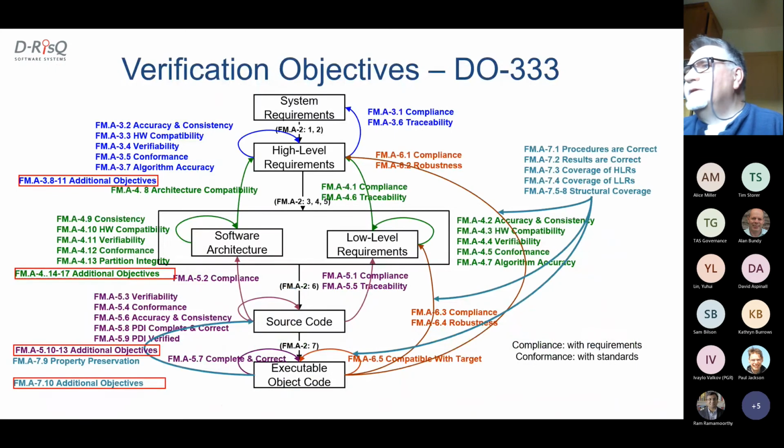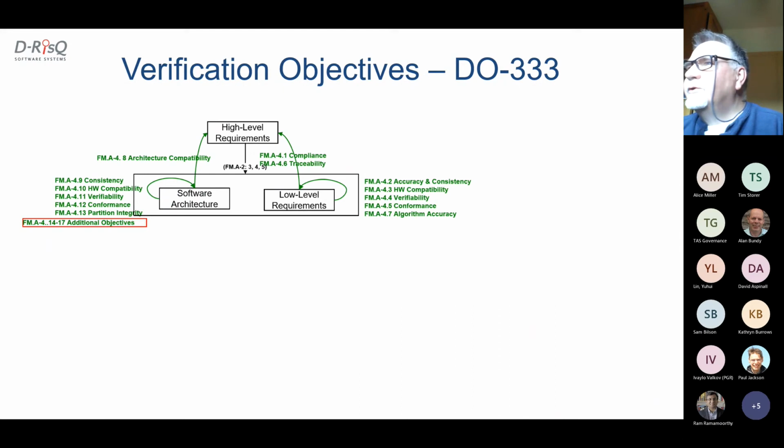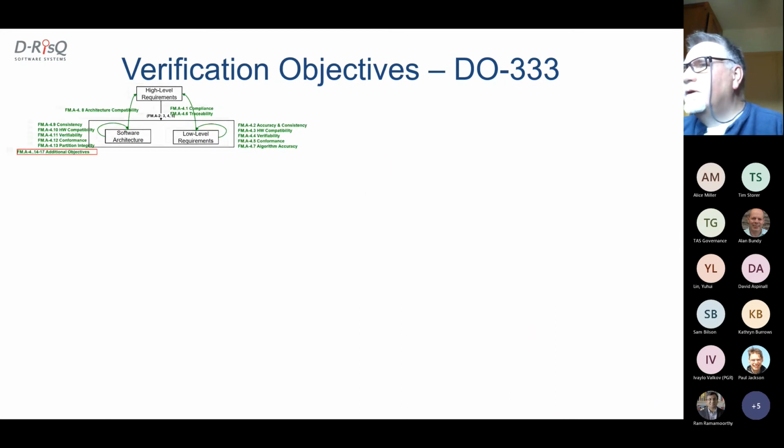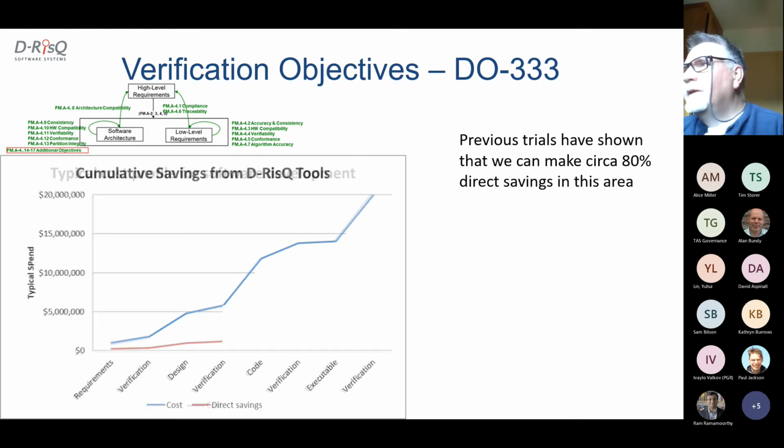So going back to these verification objectives, we can look at this particular part, which is the use of Capture and ModelWorks, in terms of the cost. This is the kind of typical cost profile I showed before. And for large enough systems, the trials that we have done show they can get around 80% direct savings in this area.